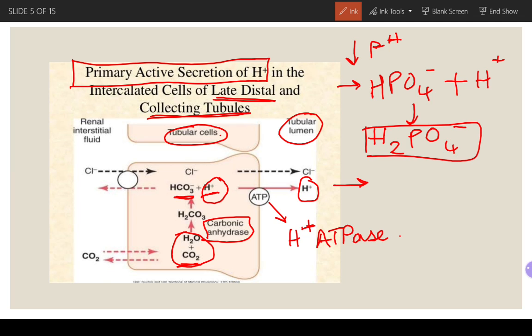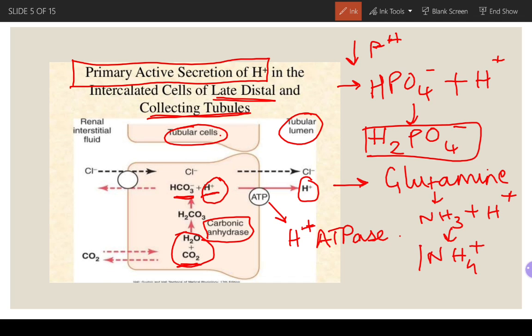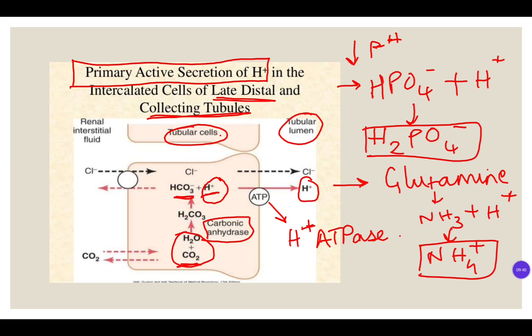Now one more buffer is your ammonia buffer. Okay, so your ammonia in the tubular lumen is generated by deamination of the amino acid glutamine by the enzyme glutaminase. So through this ammonia is generated. Now ammonia reacts with the H plus ion to form the ammonium ion, and this is again excreted easily in the urine. So this is how the gradient is created, so that there can be continuous transport of H plus into the tubular lumen. So this is in general about the renal control of the acid-base balance.